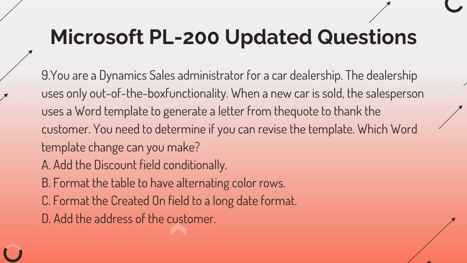9. You are a Dynamics sales administrator for a car dealership. The dealership uses only out-of-the-box functionality. When a new car is sold, the salesperson uses a Word template to generate a letter from the quote to thank the customer. You need to determine if you can revise the template. Which Word template change can you make? A. Add the discount field conditionally. B. Format the table to have alternating color rows. C. Format the created on field to a long date format. D. Add the address of the customer.